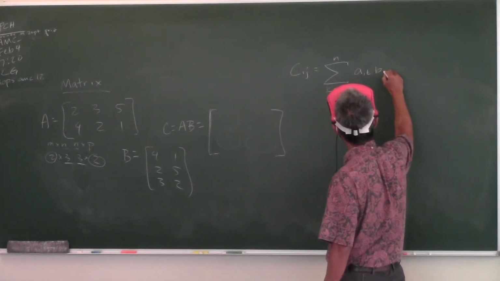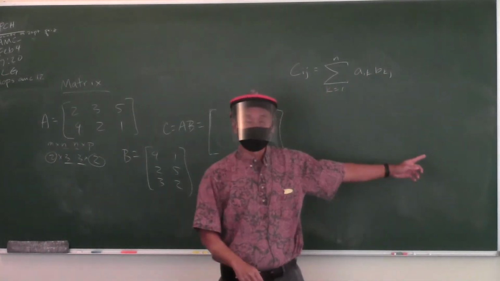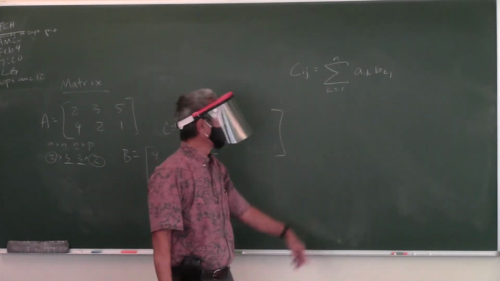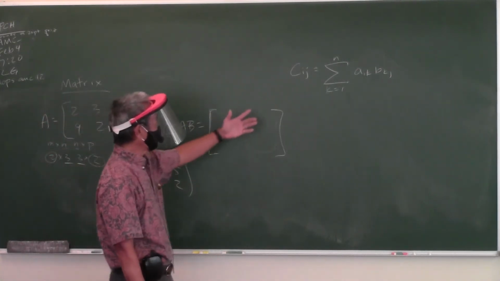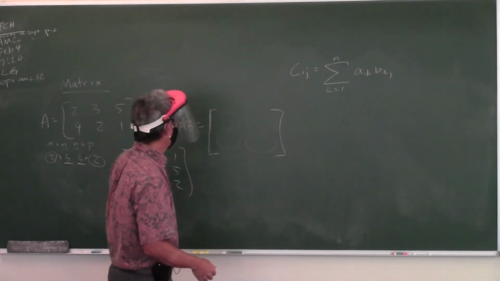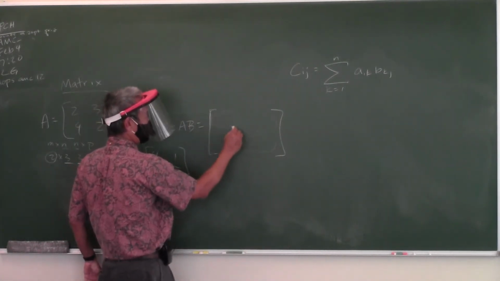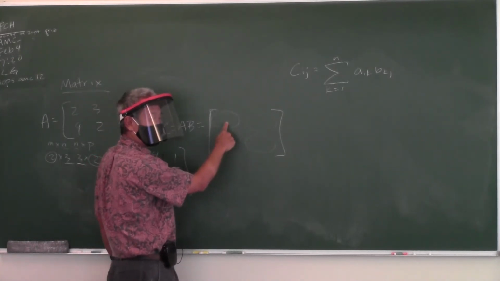Ik, B sub kj. That's how you figure out each element. Now some of you are going, what the heck is going on? Well, it's just somebody defines something and then you gotta figure out how it works. Okay, so let's say you wanna figure out this element right here. What is the row and column number of this element here?